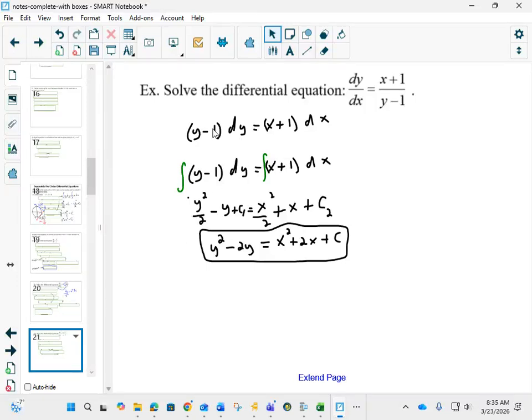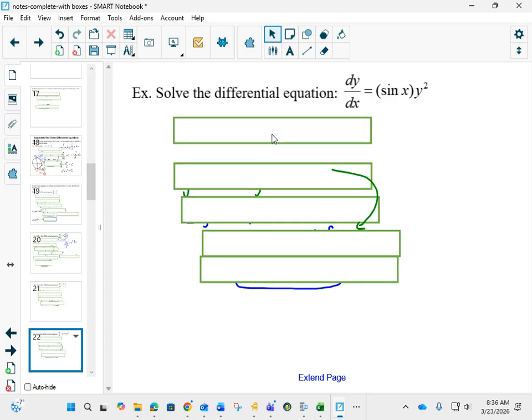And then once you have the y's with the dy and the x's with the dx's, then you just integrate both sides normally. And you get your equation with x's and y squareds and all sorts of things. So let's look at the next one.